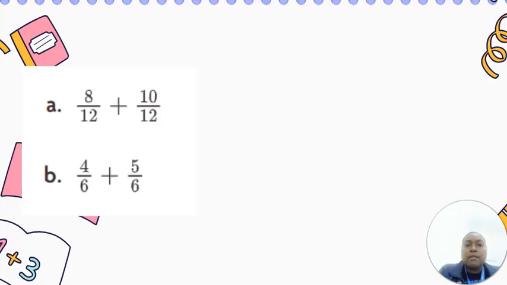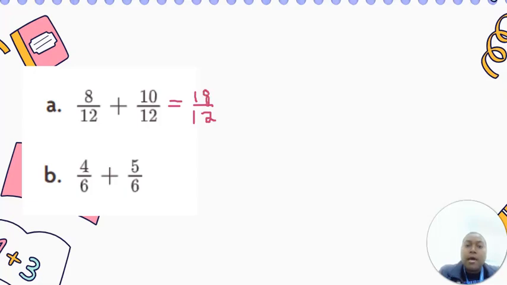Okay, so what we have to understand whenever we're adding or subtracting fractions is that before we begin, we find like denominators. We can take a look here. We see that we have 12 for both denominators. So what we are not going to do is change our denominators. We're going to keep it as 12. Now we'll go up to our numerators. 8 plus 10, that equals 18.